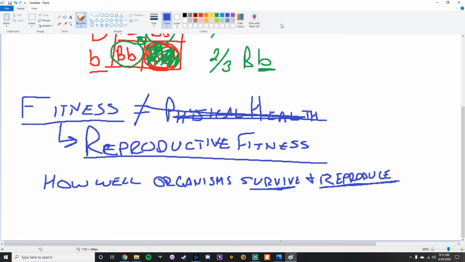For anyone that has Mr. McVeigh, he has 4 kids. So one of the things that he always says is that he has a high fitness level compared to myself, where I have 0 kids, which means my fitness is 0. I have survived, but my reproduction level is very low compared to McVeigh, who has survived and reproduced 4 times, which means that he has a higher amount of fitness than what I have.